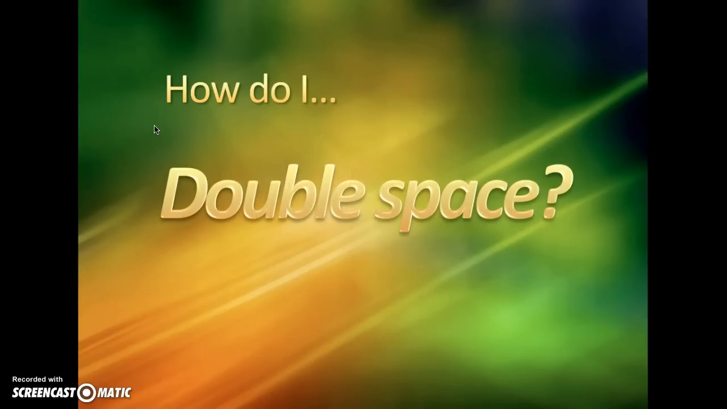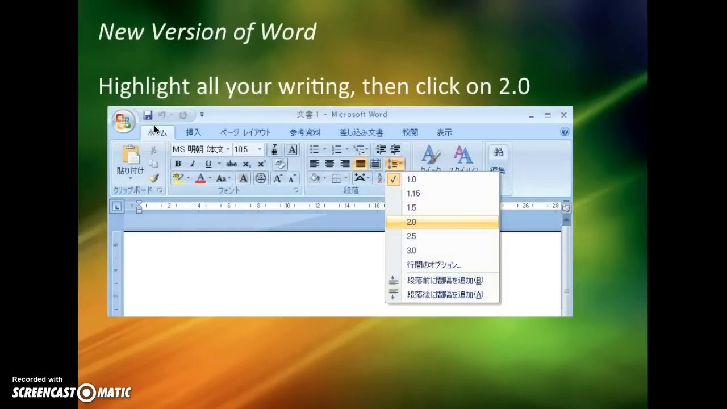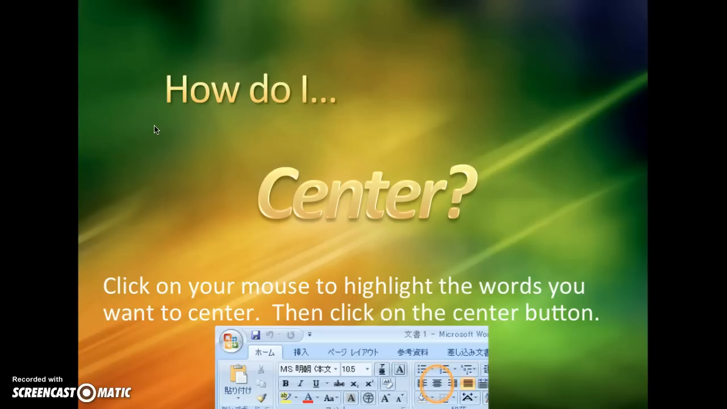How do you double space? First, highlight your words, then choose the button at the toolbar with lines and arrows pointing up and down, and choose 2 for double. How do you center? First, highlight your text, go to the toolbar, and press the button that has text in the middle. You can see it circled at the bottom here.